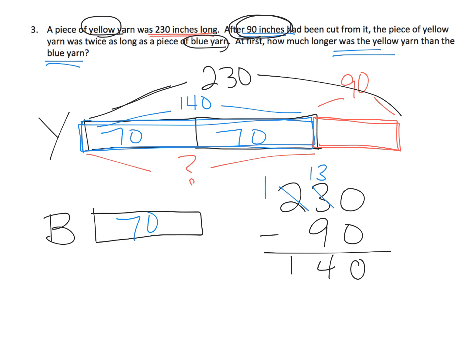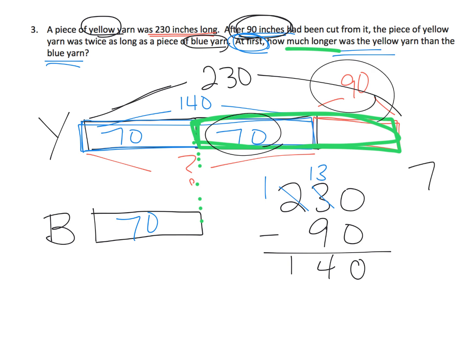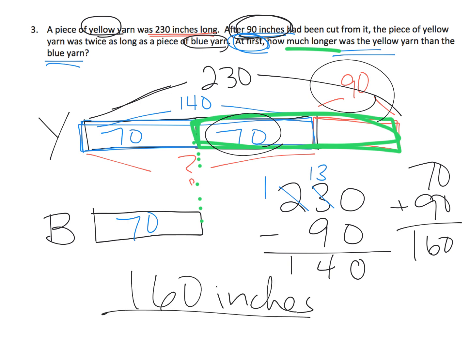The question is asking, at first, how much longer is the yellow than the blue? I'm going to do it in green, in slightly thicker ink. They want us to know how much this piece is right here, because that's how much longer the yellow is than the blue. That's just 70 plus 90, because that's this 70 plus this 90. So 70 plus 90 is 160. So the answer is 160 inches.